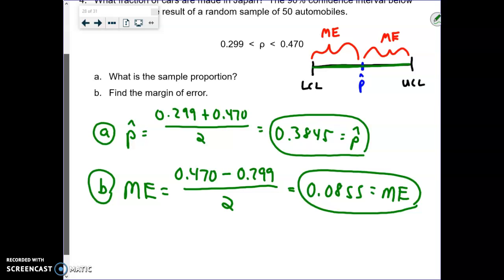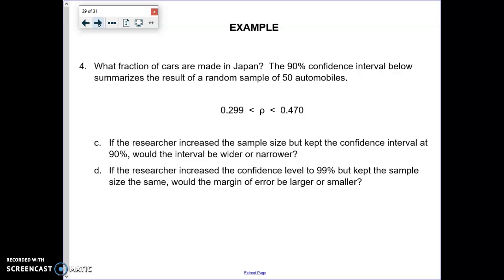Okay? Now let's look at the last two parts here. And this goes about if you change something in the interval. So let's say, for instance, if the researcher increased the sample size but kept the confidence interval at 90%, what would the interval be, wider or narrower?